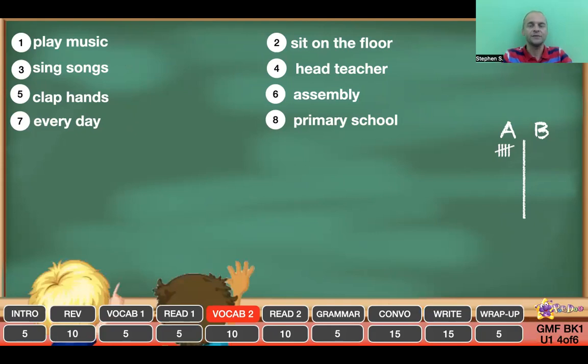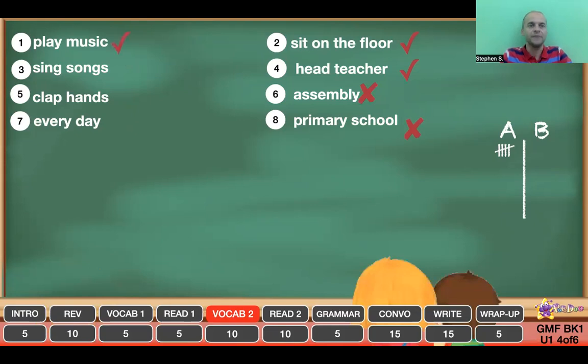All right, team A, number 2, sit on the floor, good. Head teacher, good. Assembly, wrong. Primary school, wrong. Okay. Now team B gets a chance, play music, sing songs, clap hands, every day. Yay, team B can get their full score, all correct, 5 points.